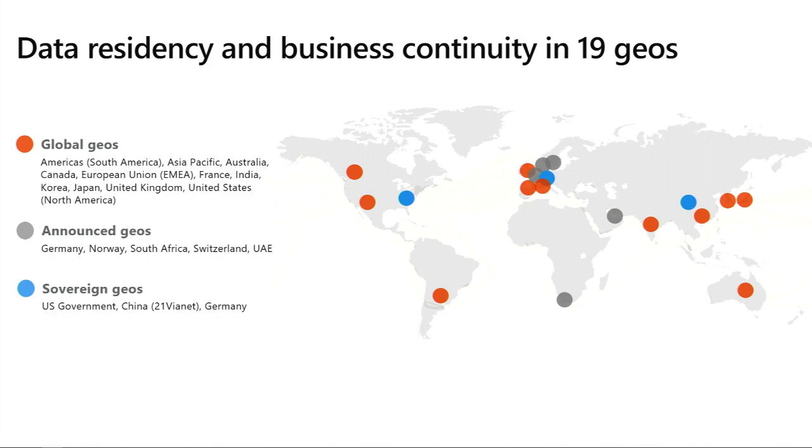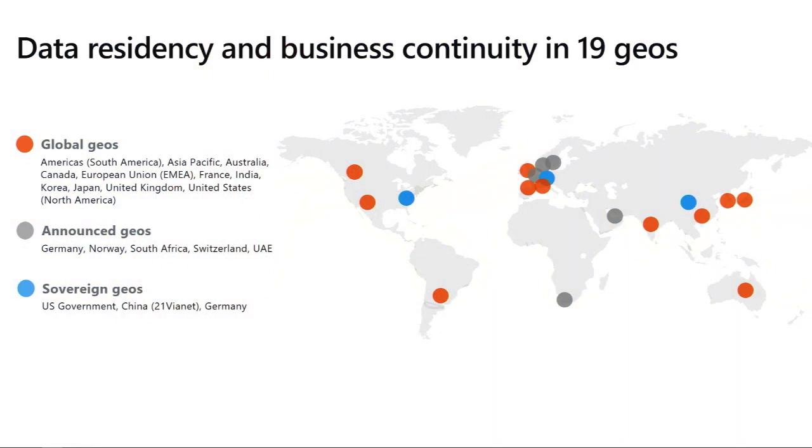As you can see in this slide, we have around 11 geos across the world, indicated by the orange dots. And then we are announcing other geos; around 5 or 6 of them have been announced.